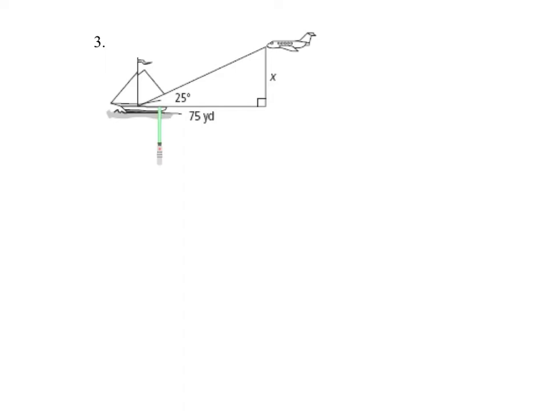Okay, so again, this one I have an angle of elevation right here, 25, looking to an airplane, and I want to find that height from that point of view. So here I have the opposite and the adjacent side. So I have tangent of 25 equals x over 75. So again, I'm multiplying times 75 on both sides. So again, x equals 34, or actually 35 yards.